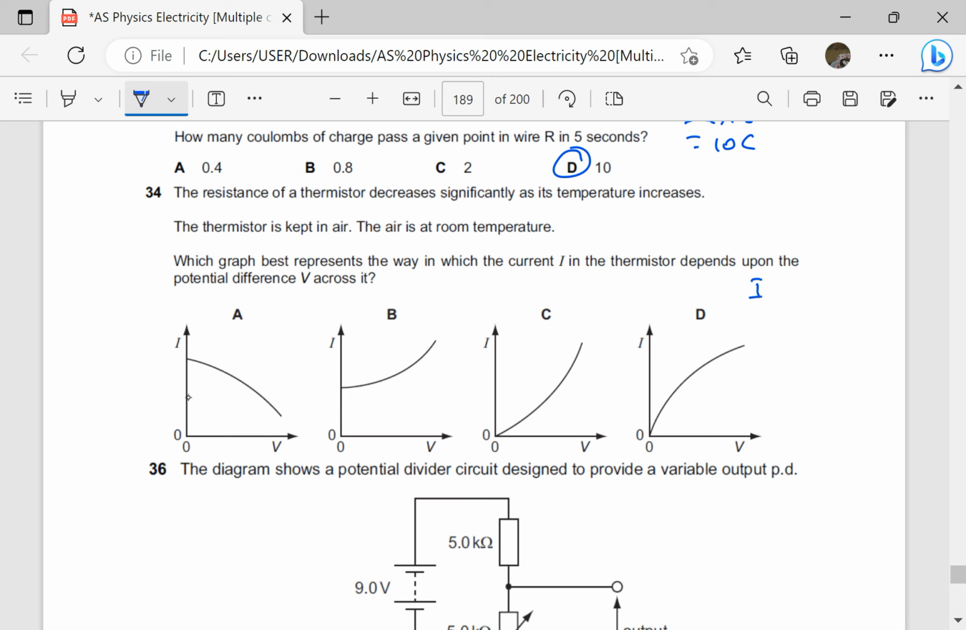So we know that current is equal to V over R. And it means if we have a graph of I against V, the gradient is equal to 1 over R. For a thermistor, they have said the resistance decreases. So resistance decreases, meaning the gradient must increase. So here, the gradient is increasing. The gradient must increase.